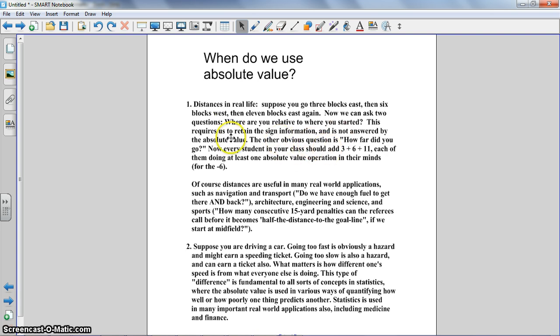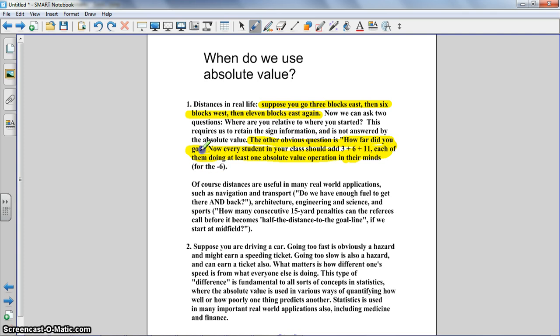If you look at this example here, I'm going to ignore the rest of it, because I'm just trying to illustrate one point. So here's the information. Suppose you go 3 blocks east, 6 blocks west, 11 blocks east again. Now you could talk in terms of positive or negative. Maybe 3 blocks east is +3, then the west would be -6. You could do that.